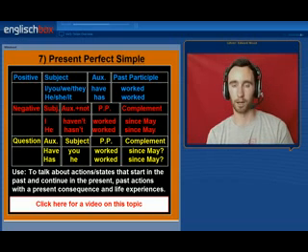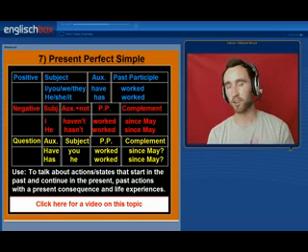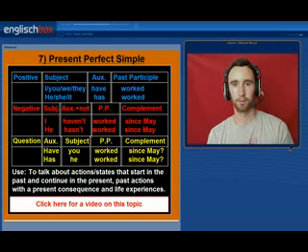It's very important that we don't use time expressions that express a finished action. So, ago, for example. You can say, I've been to America, but you can't say, I've been to America 2 years ago. Then you'd say, I went to America.